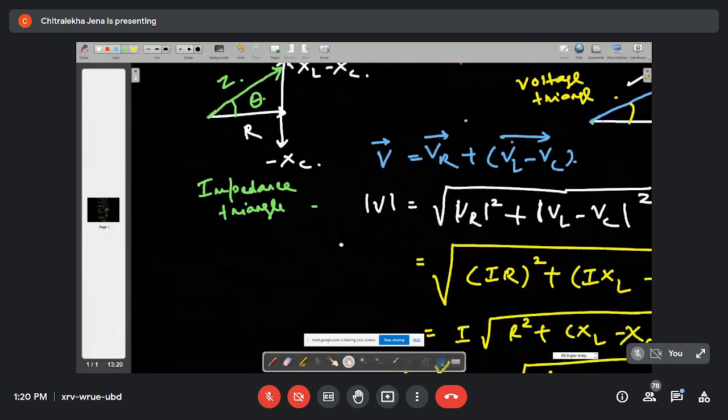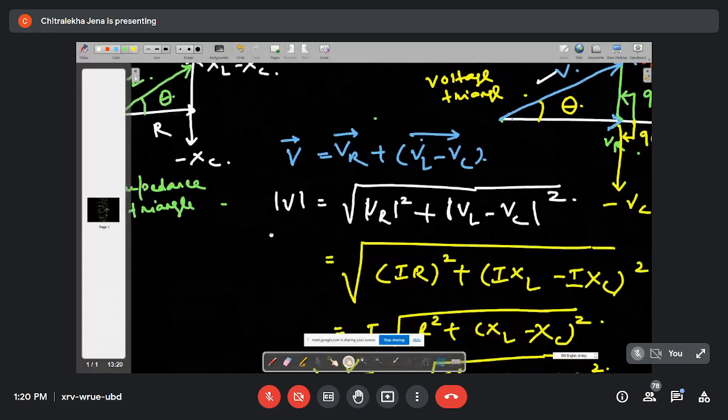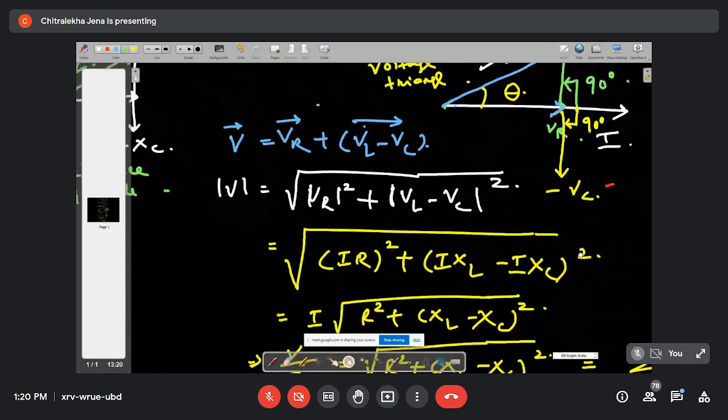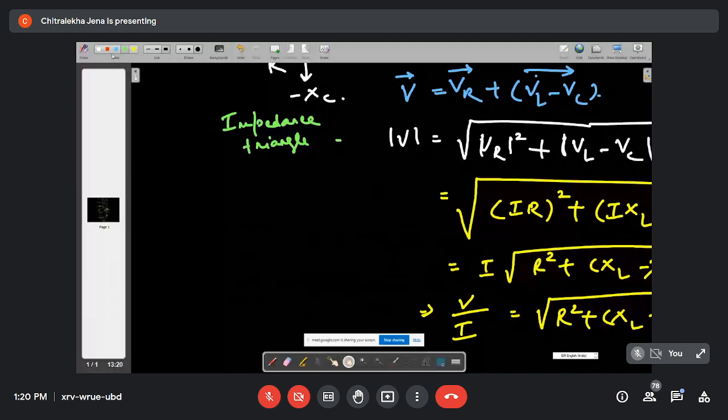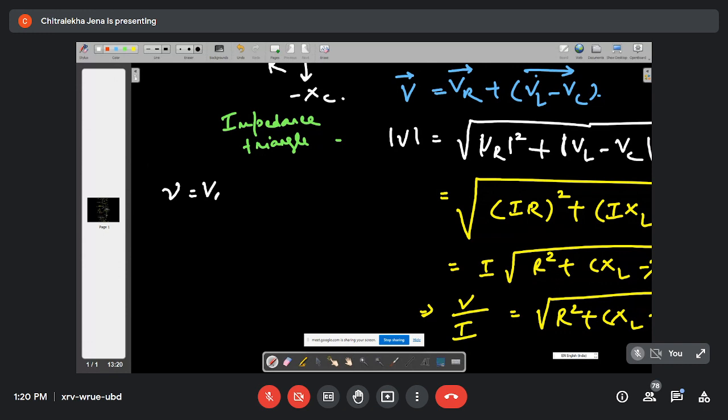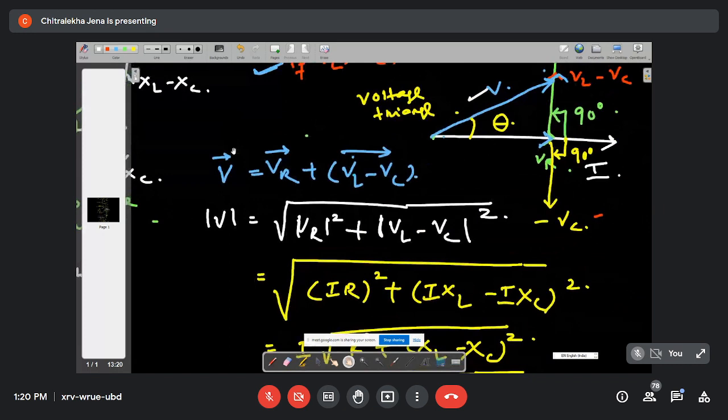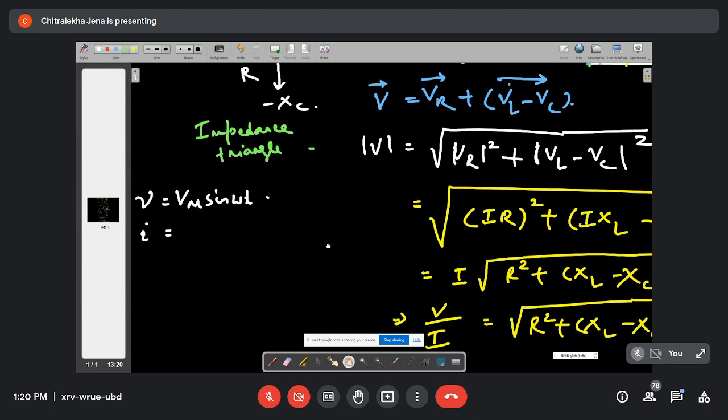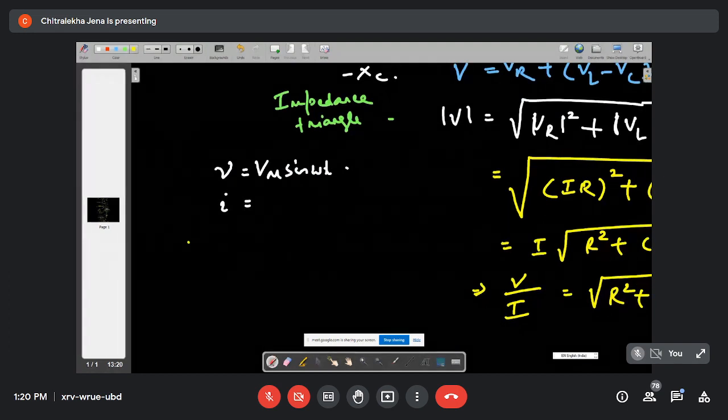Now from the impedance triangle or from the voltage triangle, you tell me. Look at your voltage triangle. If I am writing V is equal to Vm sin omega t, how will I write down I? I is equal to how much, tell me? Which direction is I in? Look here, I is here, V is here. If I am writing V as Vm sin omega t, how will I write down the current? I am sin omega t. Cos omega t, sorry ma'am.